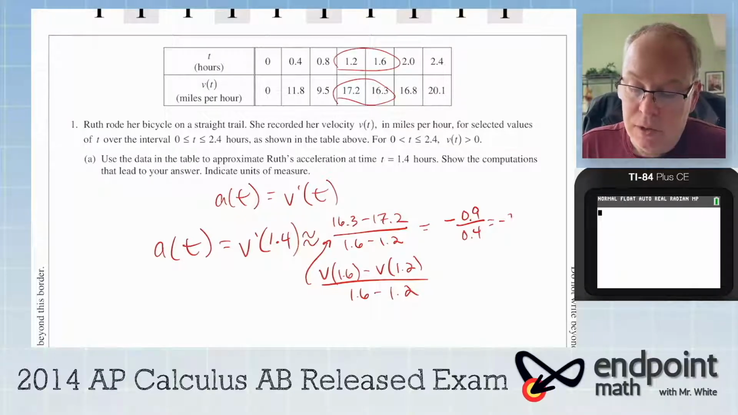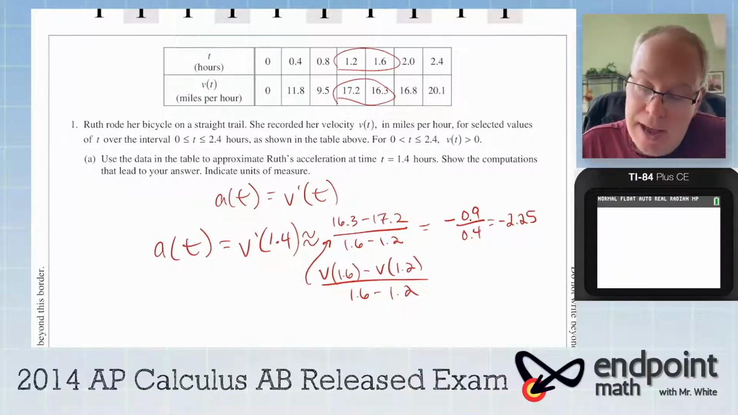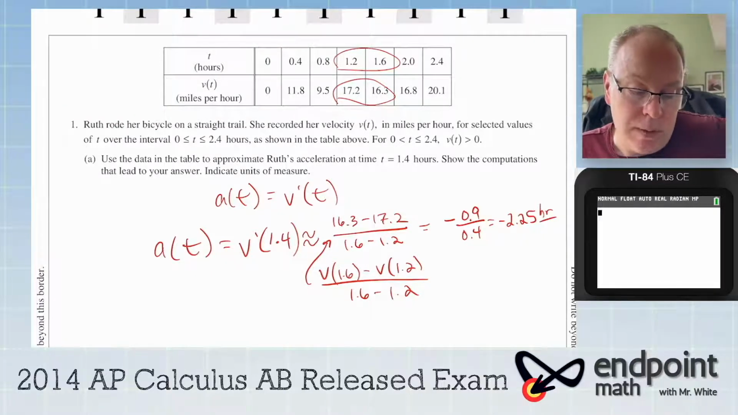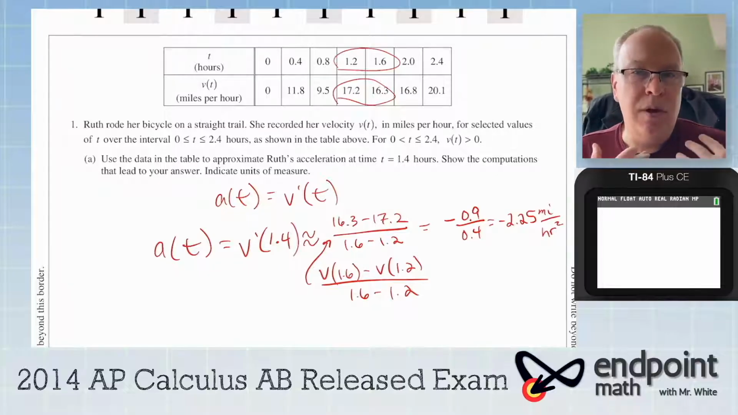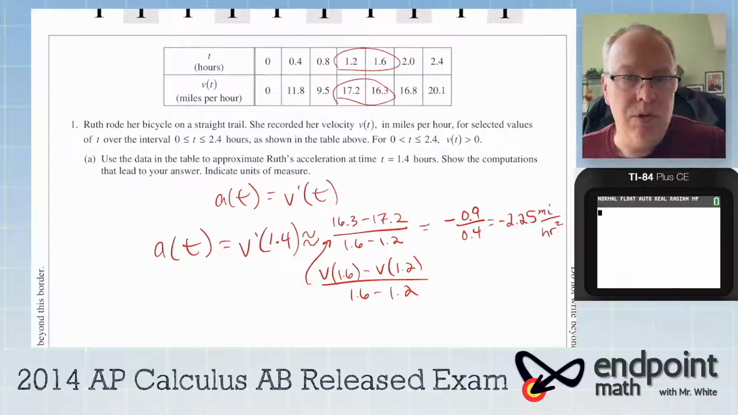That's negative 2.25, and what is the unit here? This is important, the unit. This would be miles per hour squared. So always take your time on that. Remember, like we often see meters per second squared, so a distance per time squared.